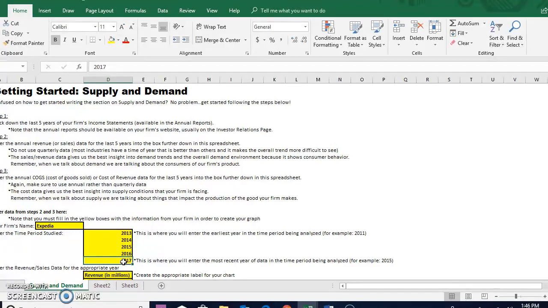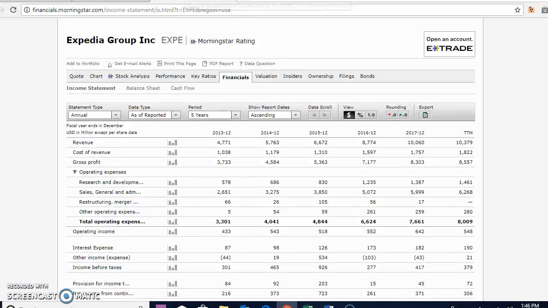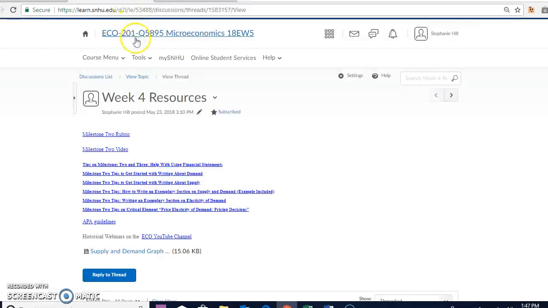And you could do it that way, and that's totally fine. But there is a faster way that I like to use, which is Morningstar. Morningstar has your income statements for the last 5 years lined up all nicely with the numbers you'll need. So that is a great resource. Also, to access this Excel sheet along with some other written tips I have for writing Milestone 2, you can look in the general questions discussion board, and there's all sorts of resources there, including a link at the bottom to this Excel file. So that is what we are going over right now.